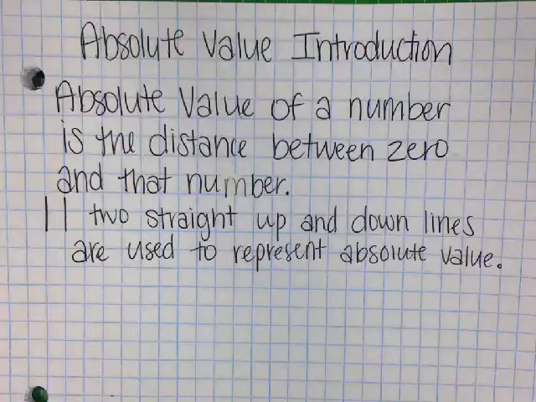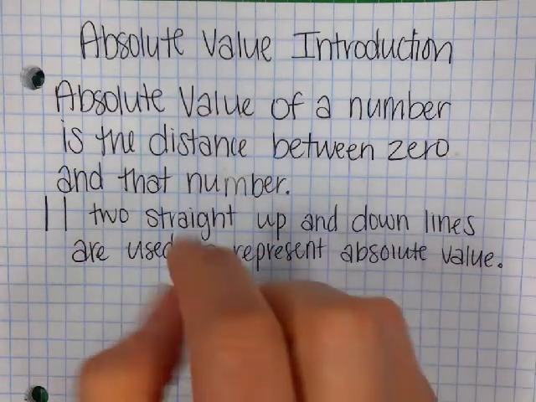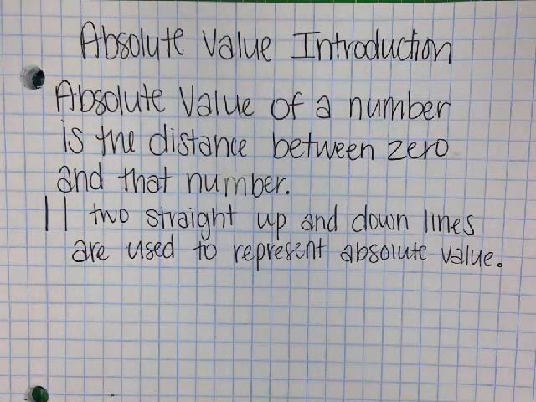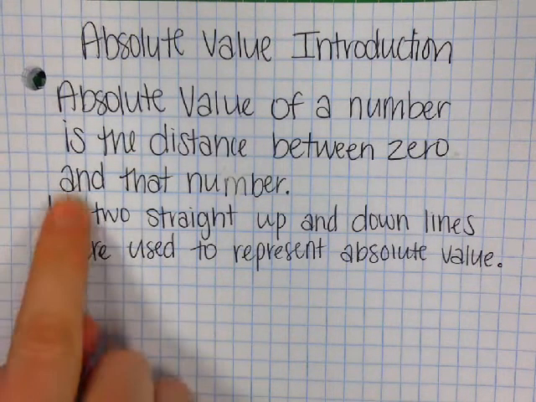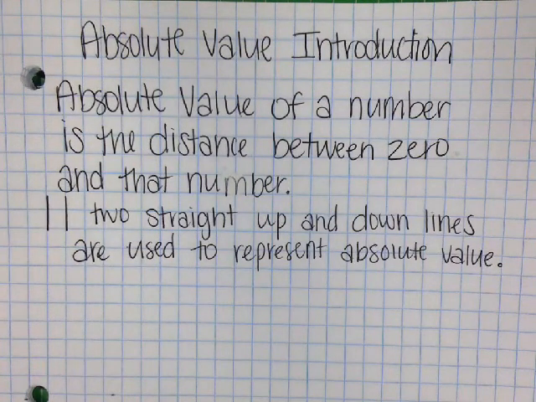So absolute value, this is the next unit that we're starting. This is just kind of an introduction or a reminder of what absolute value means. If you notice, it says the absolute value of a number is the distance between 0 and that number. We use two straight up and down lines or bars to represent it.